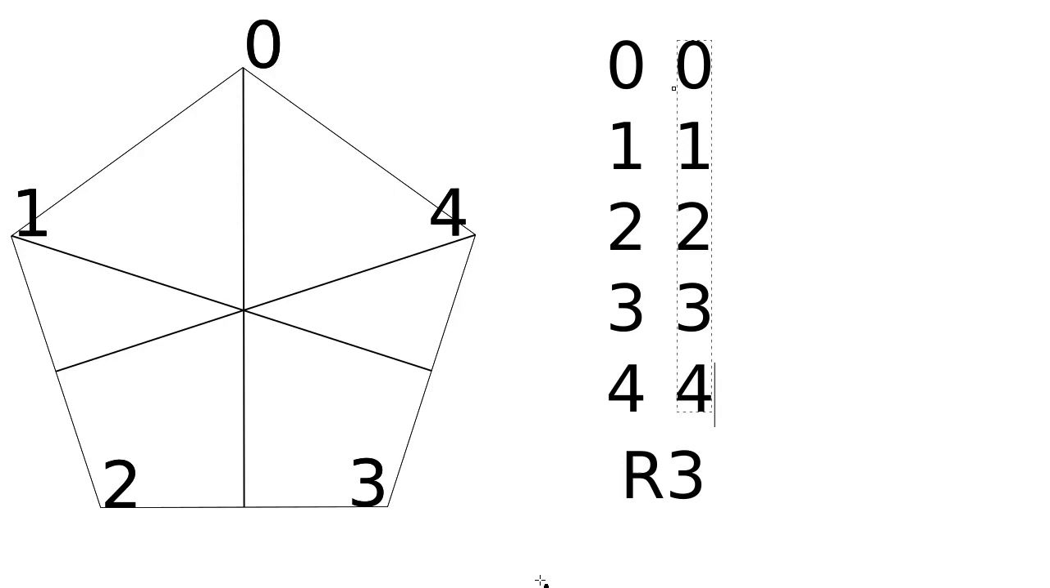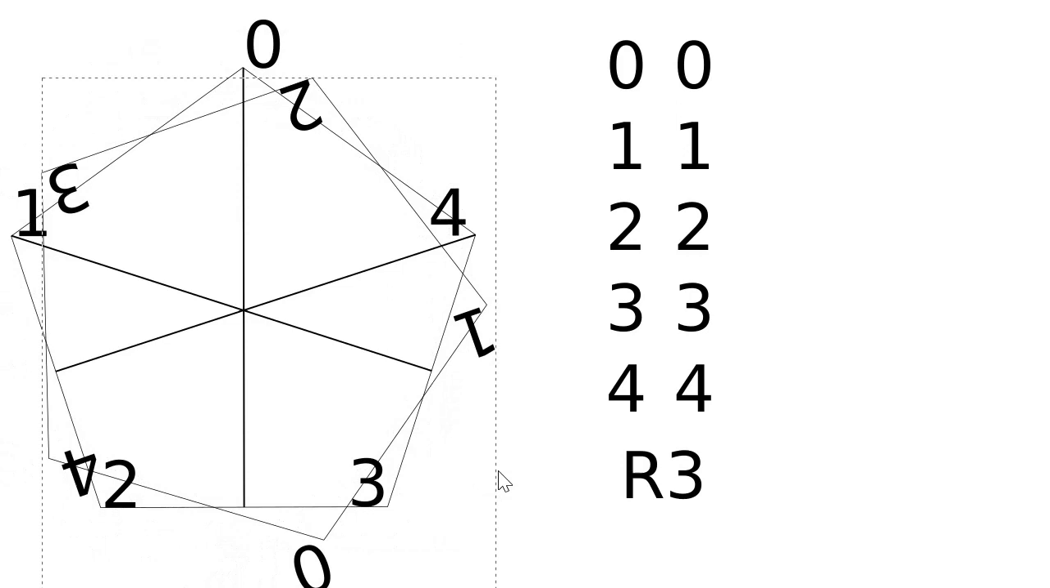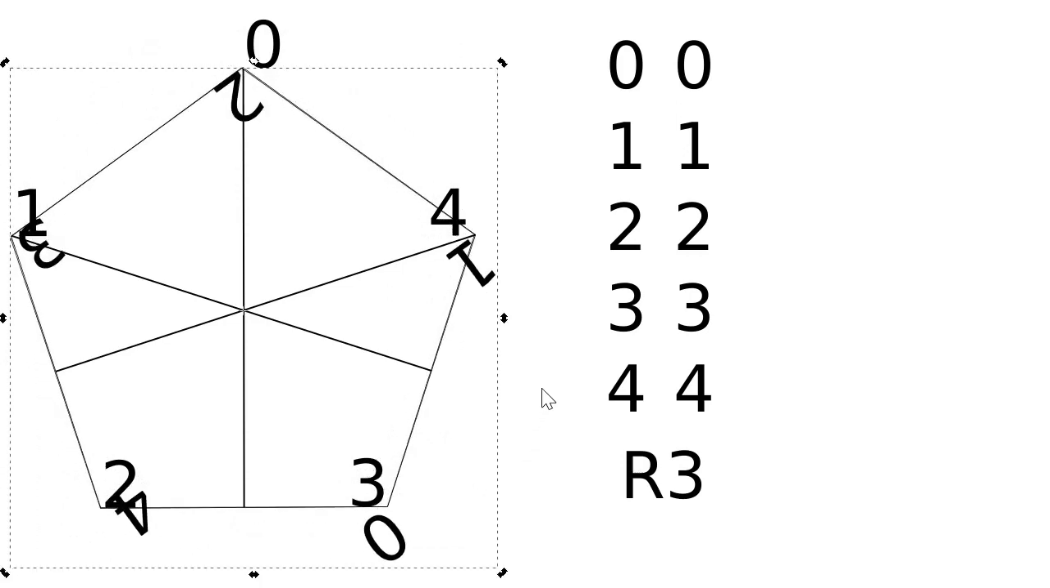Our second method was to write out which vertices, which points, ended up at which points. So let's do that rotation again. 0 rotates around to 3, and now we can write this down.